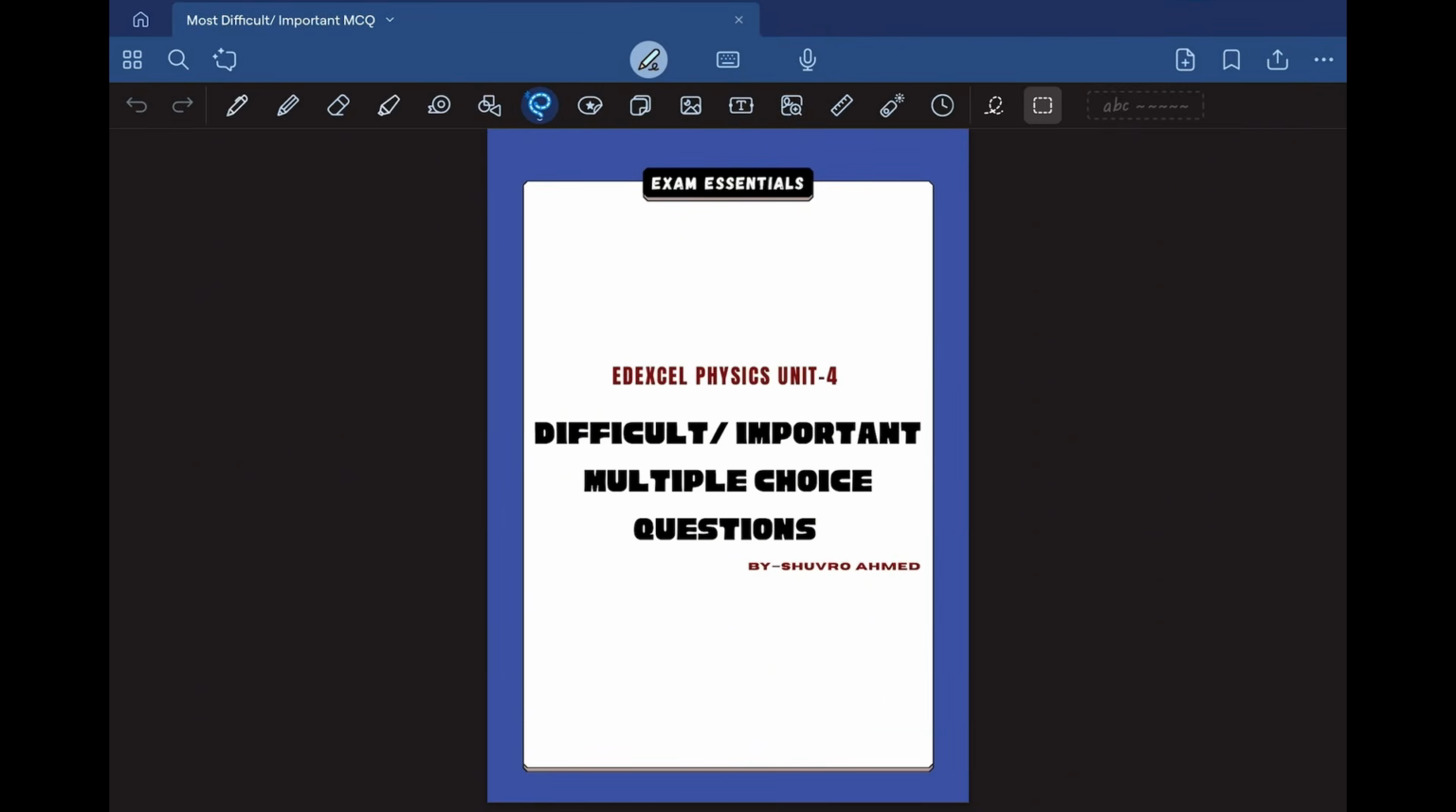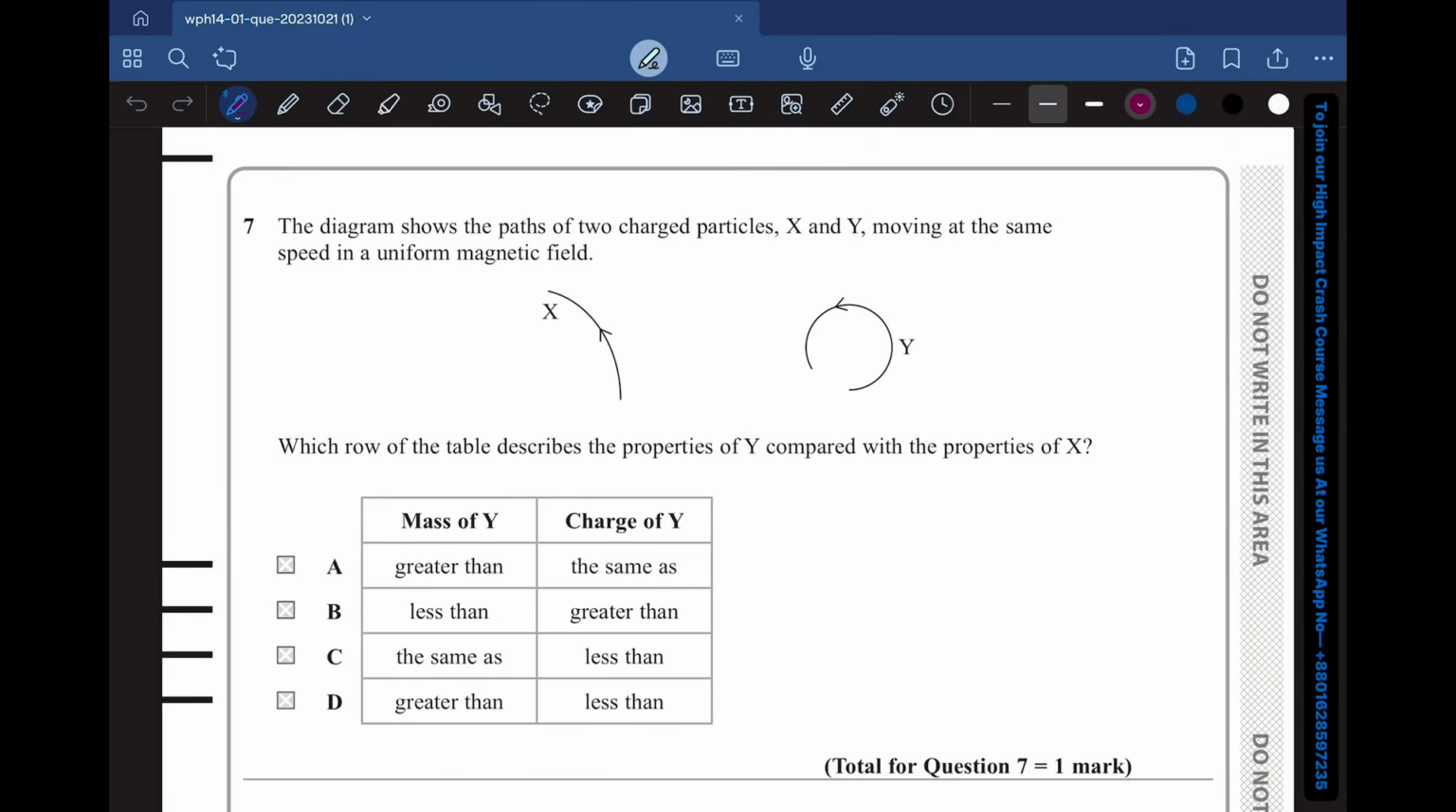So basically today I'm back with another very important video where I will discuss the most difficult and important multiple choice questions from the Edexcel A-level physics Unit 4. So without wasting any more time, let's start. Let's start with this one. This is a very important one because this is one concept which is assessed by the examiners in section B as well. So let's start.